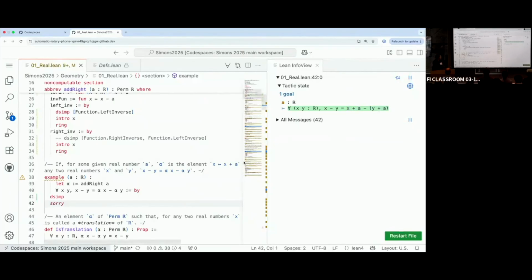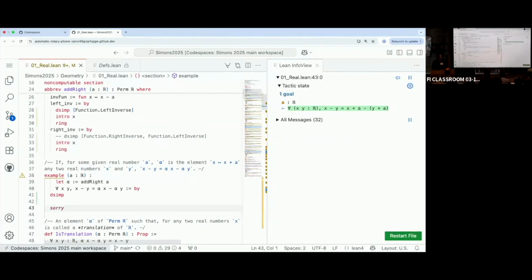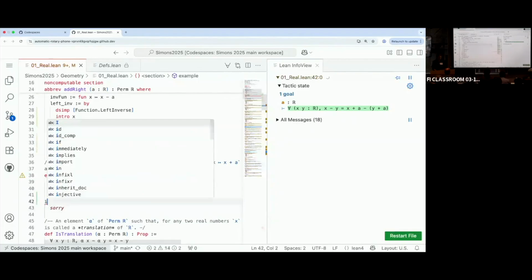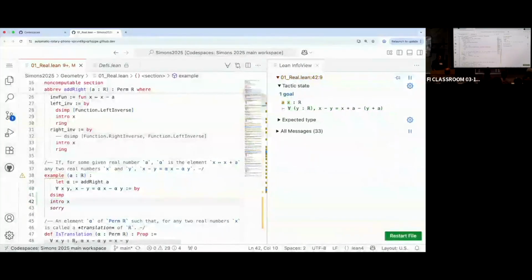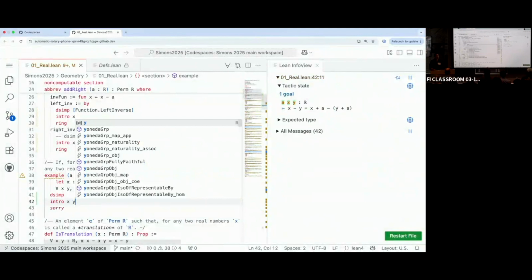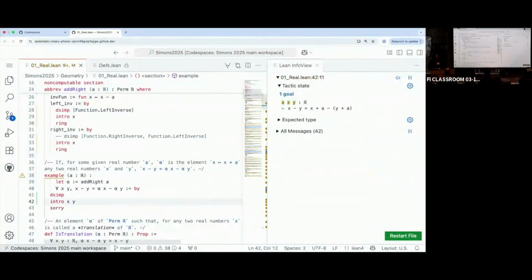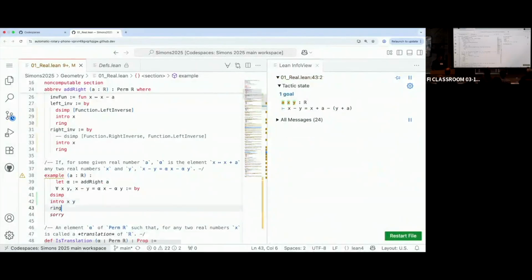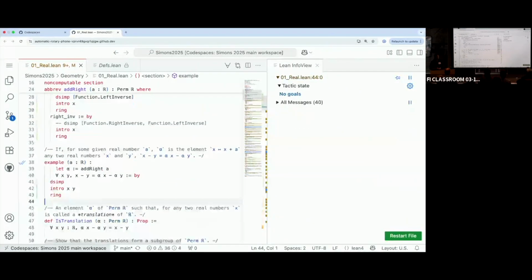Okay, so take a minute, see if you can solve this exercise. So let's solve this problem. I have a for all, so I might as well write intro x. And as you can see at that point, I still have a for all. So I might as well keep going, intro the x and the y at the same time. And now I've got a ring-like task. I want to cancel the plus a's to get that x plus a minus y plus a is x minus y. That's a task for ring. So there goes that exercise.